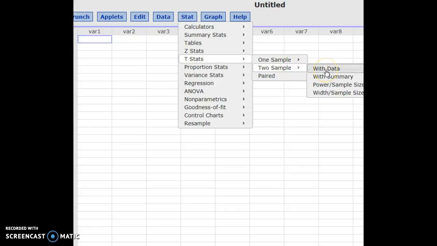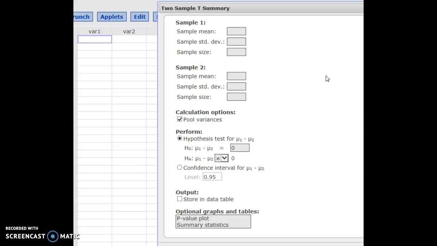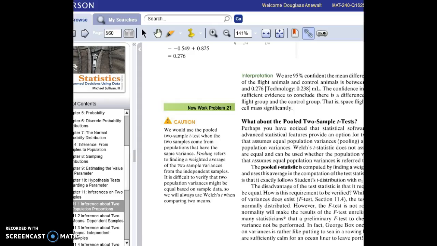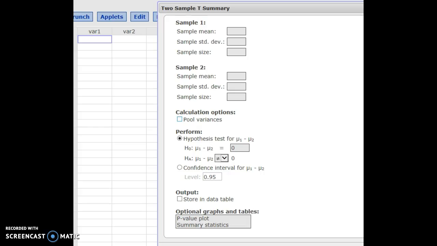So for independent, you do two sample. You use with data if you have columns of data in your spreadsheet, otherwise with summary. You want to always make sure this pooled variance is unchecked. And the book discusses this on page 560. You're only going to want to check that if you could prove that the population variances were equal to each other. And that's beyond the scope of this class. Just uncheck the pooled variances. And then, I'm just making these numbers up, but you would enter in your sample standard deviation, your sample mean, and the sizes of each of your samples.